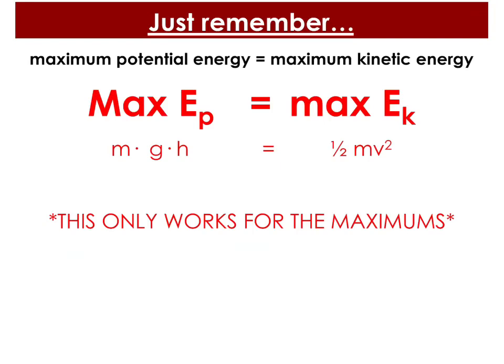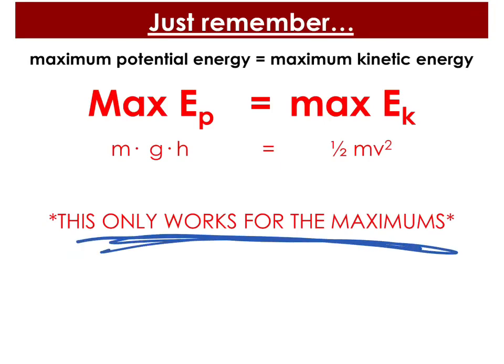And those two things are equal for it, but it only works for the maximums, okay? It only works for when you're at the highest height and lowest height, when all potential energy has been completely converted to kinetic energy. Because at the bottom of the hill or at the bottom of the pendulum swing, there's no more potential energy left, okay? It's all been converted to kinetic energy. And that's what we need to know, okay?